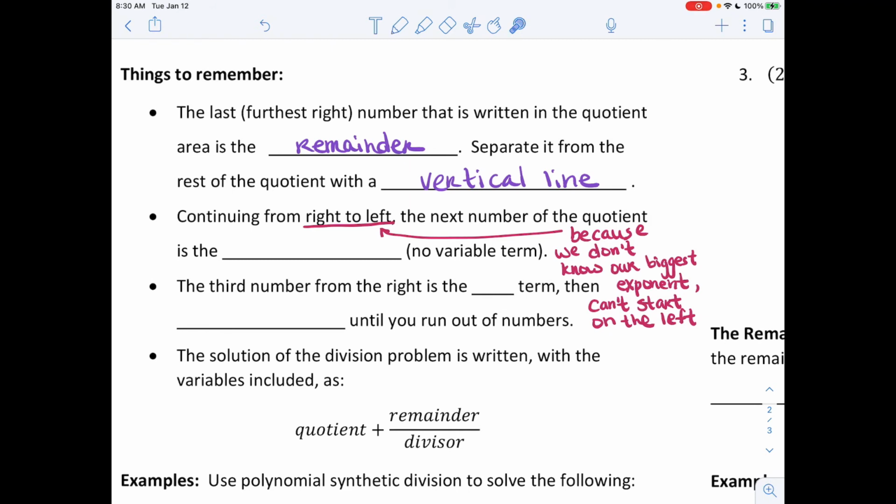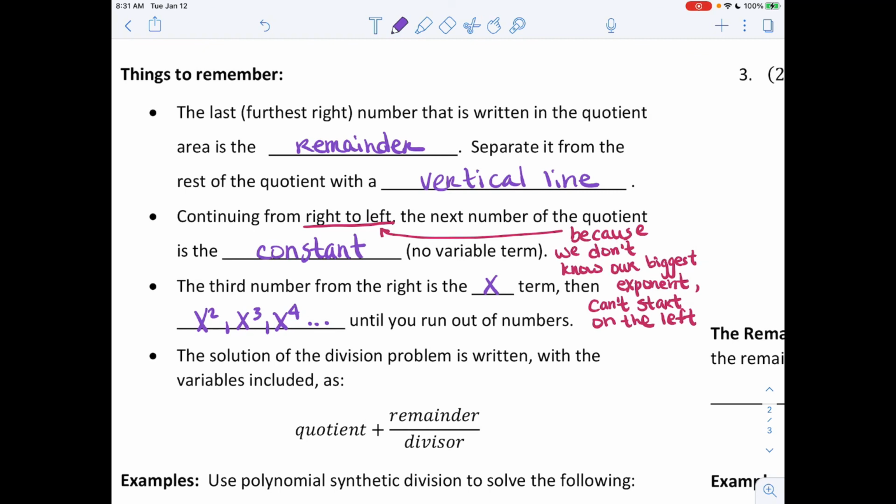After we identify the remainder as the furthest right, we're going to continue reading from right to left. I know that that's backwards, but we don't know what our biggest exponent is, so we can't start on the left. And the next number of the quotient is going to be our constant, that number only that does not have a variable. And then after that, the third term from the right will be the plain x or plain variable term, or x to the first power, you might think of it. And then we'll have an x squared, an x to the third, and then an x to the fourth, etc., however many we need until we run out of numbers.